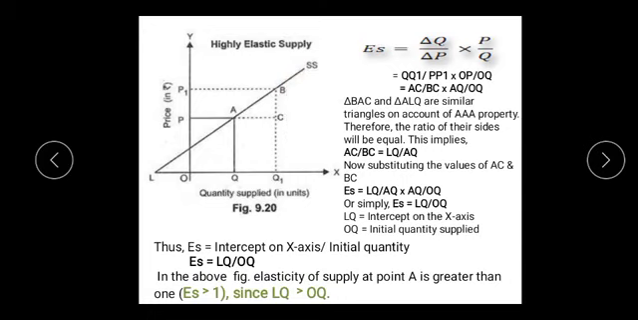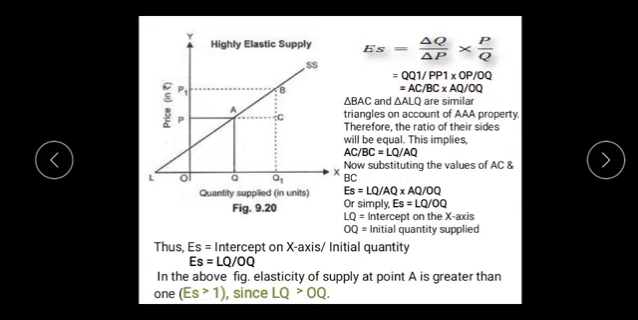So QQ1 is equal to AC and PP1 is equal to BC, and OP is equal to AQ. Now substituting these values in this equation, what we will get? We will get elasticity of supply is equal to AC divided by BC into AQ divided by OQ.